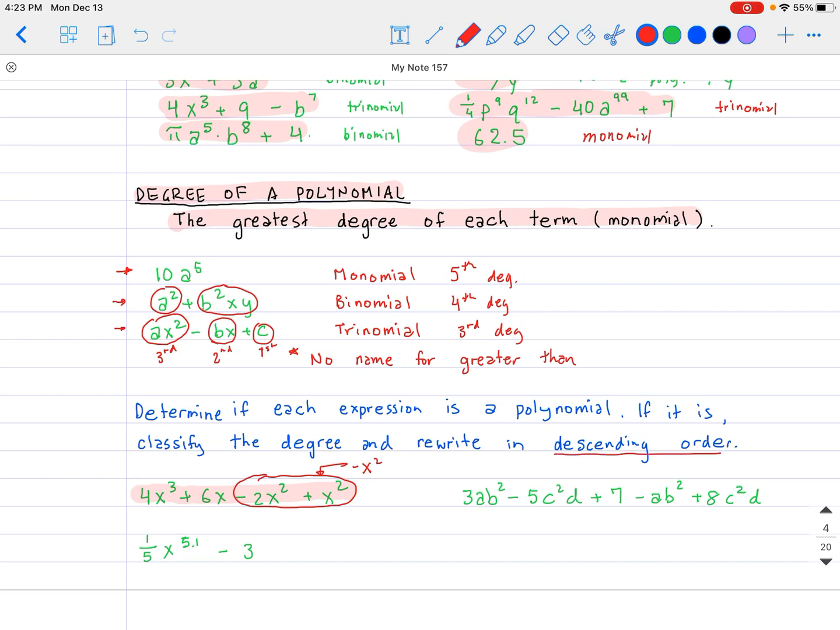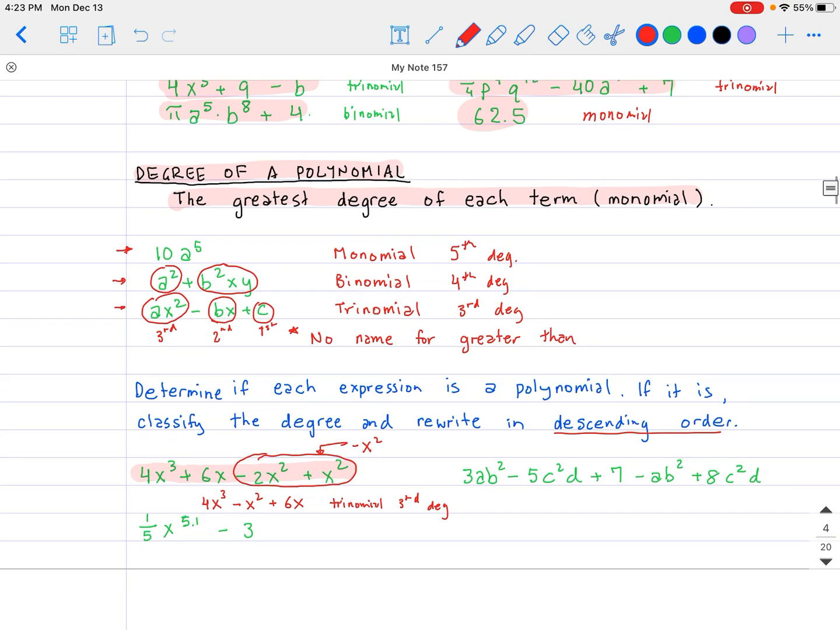So finally, if we put them all together, I'm going to go ahead and put them in descending order. So that's going to be 4x to the third, because that has the highest exponent, minus x squared, and then plus 6x, just writing them in descending order. So this is what is known as a trinomial, because there are 3 of these monomials. And this is going to be of 3rd degree because we have x to the third as our highest exponent in this case.